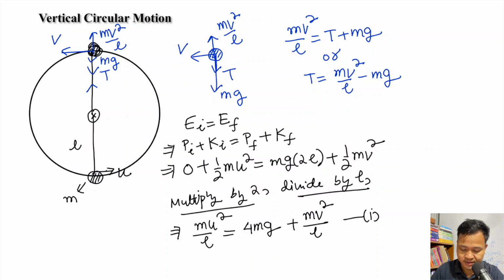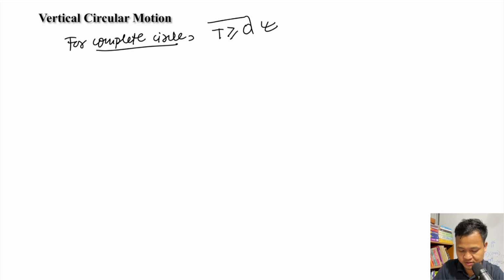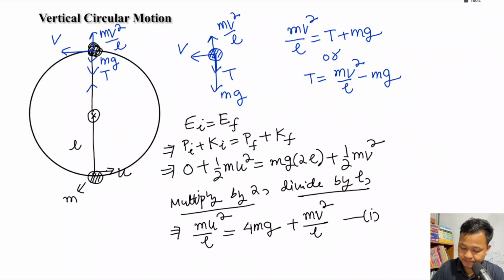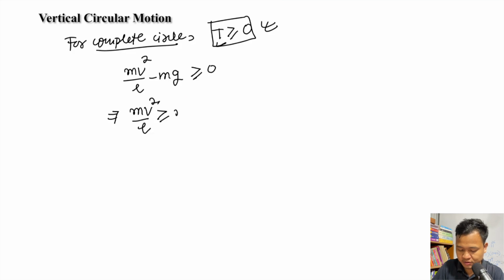Okay, right? So the condition for a complete circle is that the tension should be greater than or equal to 0. So you apply it here. Let's write in the next page. So for a complete circle, the tension has to be greater than or equal to 0. The tension is mv square by L minus mg. So mv square divided by L minus mg should be greater than or equal to 0. So that means mv square divided by L should be greater than or equal to mg.